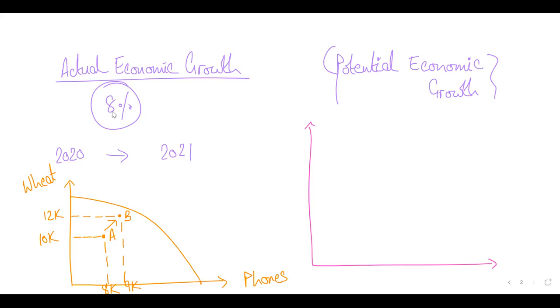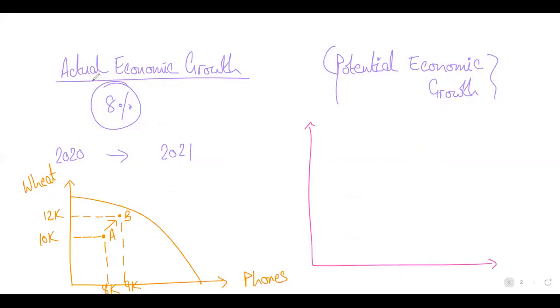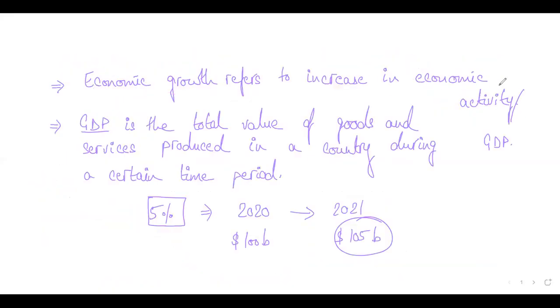So we have just started the class and we are doing this essay question that you can see over here, 7A. It says, explain what is meant by actual economic growth and potential economic growth. So far, let me give you a quick recap. The first thing we have discussed is that economic growth refers to an increase in economic activity, or simply speaking, an increase in a country's GDP. That is economic growth. Then you can quickly give the definition of GDP. GDP is the total value of all goods and services produced in a country during a certain time period.